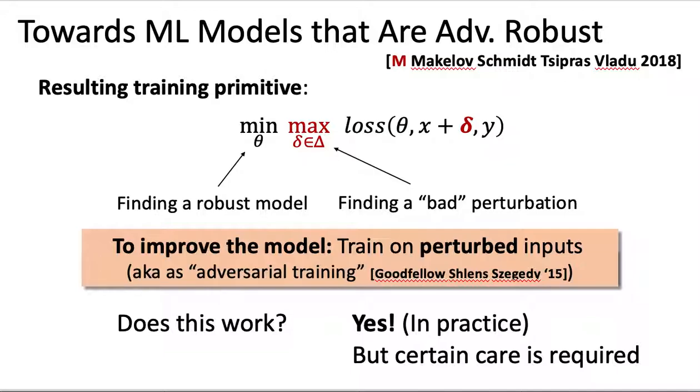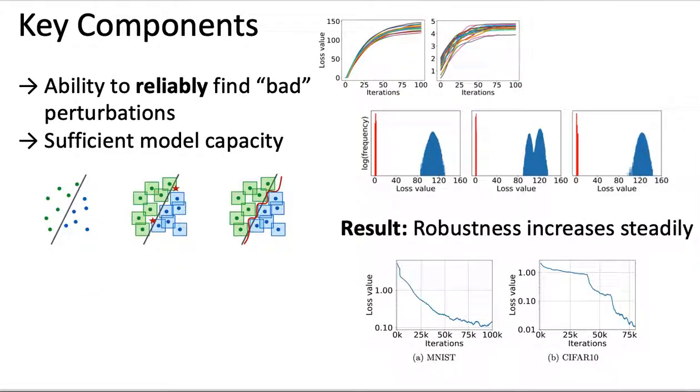So, long story short, the things you really need to get right are, first of all, you need to be able to solve this inner optimization problem reliably well. You need to get a good solution, truly close to the worst case perturbation, for each of the examples you are trying to perturb.